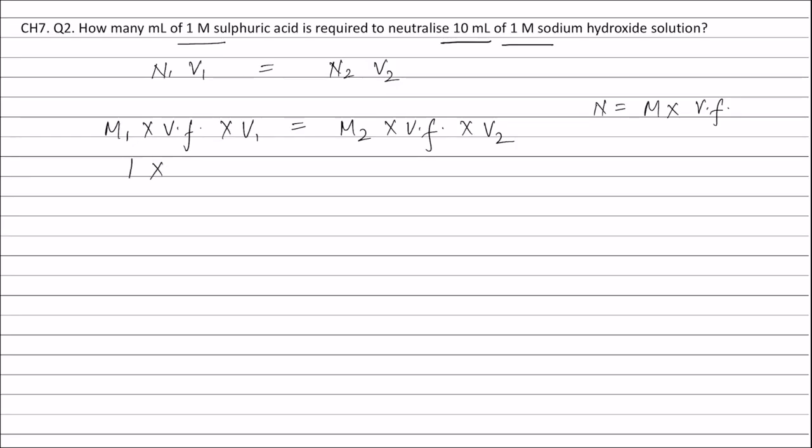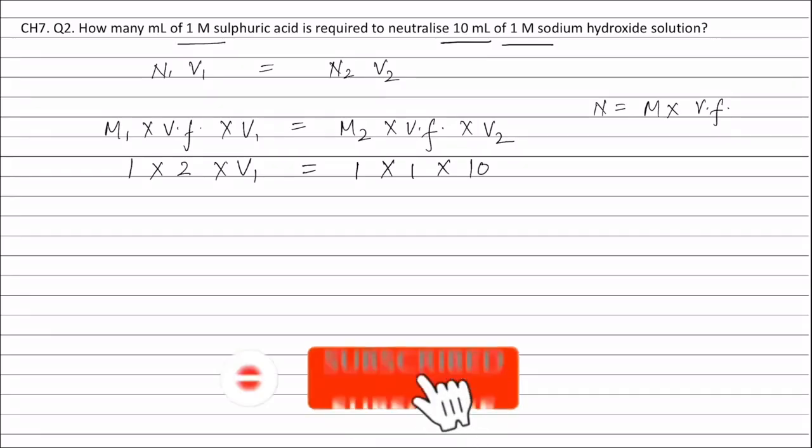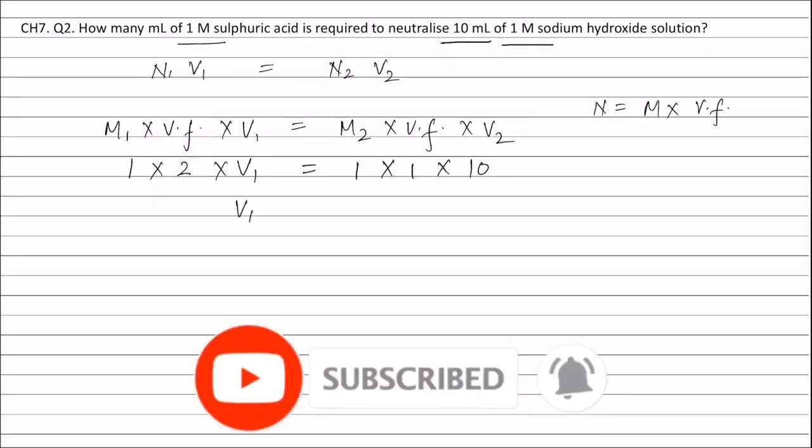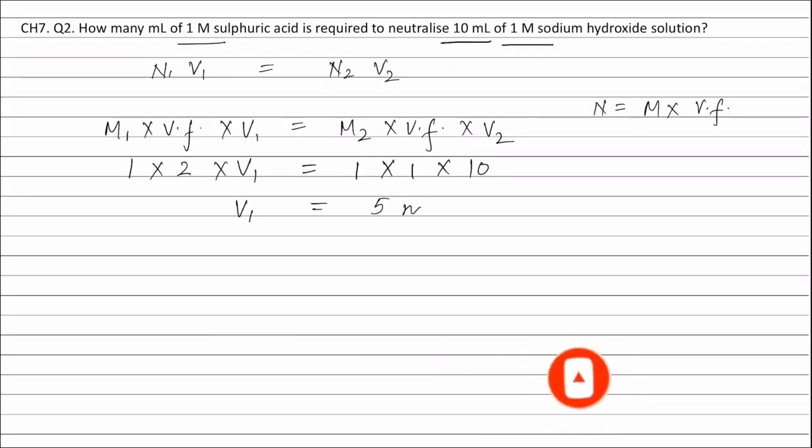M1 is 1, valency factor of sulfuric acid is 2 because basicity of sulfuric acid is 2, into V1, and this is equal to M2, the molarity of sodium hydroxide solution, that is 1, into valency factor of sodium hydroxide, which is 1 because acidity of sodium hydroxide is 1, into V2, the volume of sodium hydroxide, which is given as 10. Solving this equation, the volume of sulfuric acid is 5 milliliters.